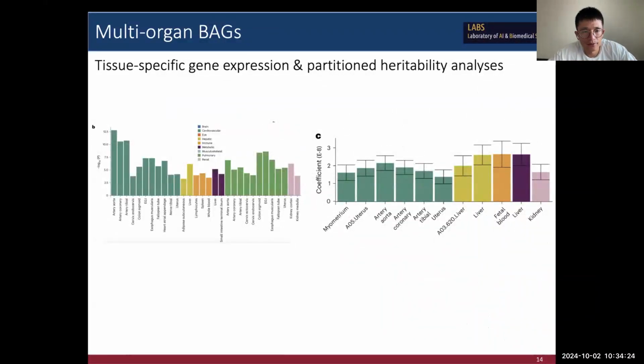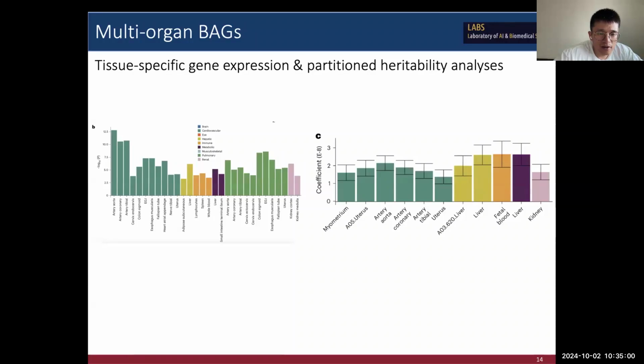Another way to validate those genetic signals across different organs is to look at the tissue-specific gene expression patterns. Here, looking at the figure on the left side, figure B, we performed tissue-specific gene expression analysis using MAGMA and the 54 tissues from the GTEx project. As we can see, after correction for multiple comparisons, we found very strong within-organ specific enrichment patterns.